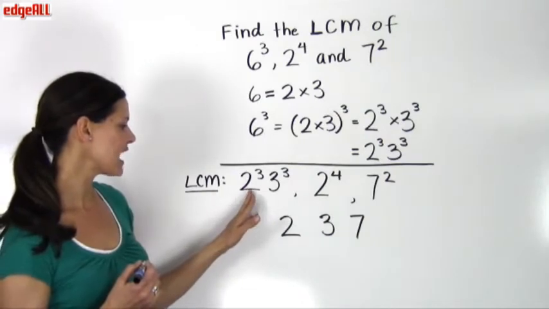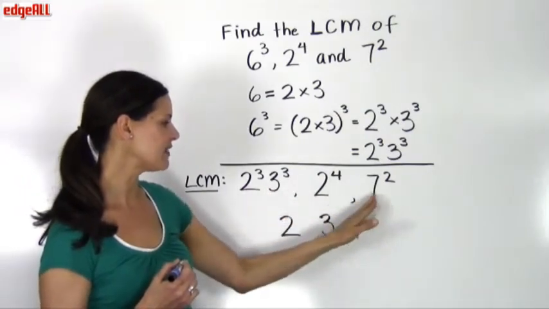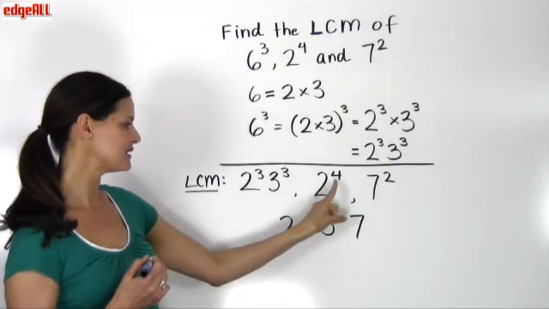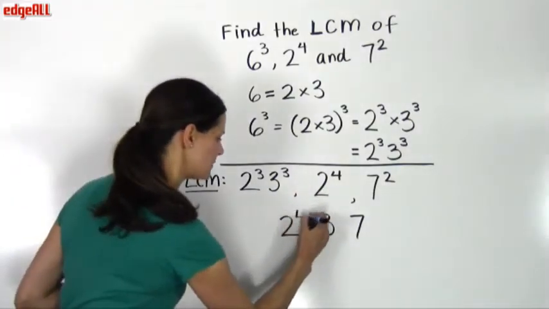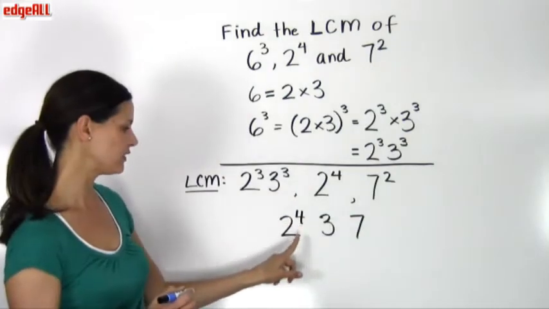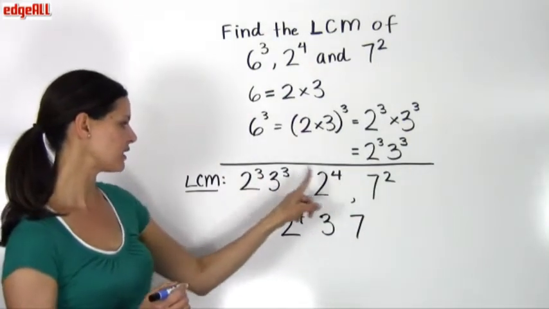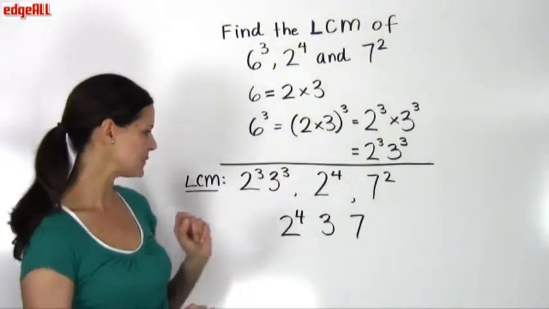So if I'm looking at the 2's, I can see that the highest power given to the 2's is 4. And so I'm going to put this power of 4 for the 2. So it's the highest number. I don't want to choose this one because it's only a 3. I'm choosing this one because it's bigger.